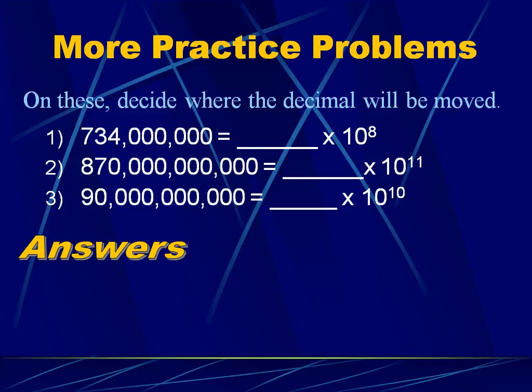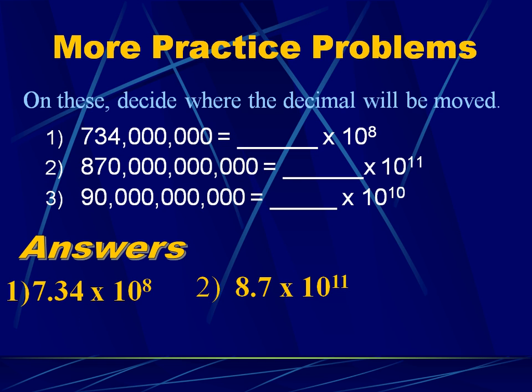Here are some more problems. On these, decide where the decimal will be moved. So 734 million becomes 7.34 times 10 to the 8th. For number 2, it becomes 8.7 times 10 to the 11th. And again, we're just following our rules. And number 3 becomes 9 times 10 to the 10th.